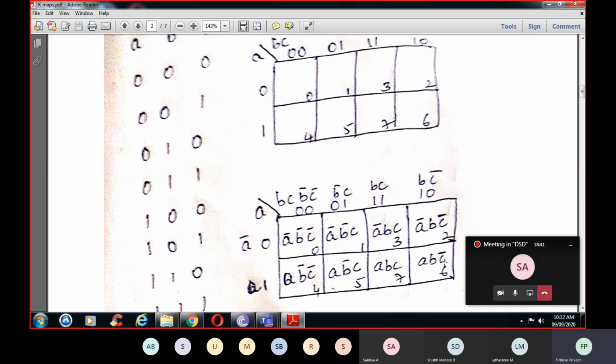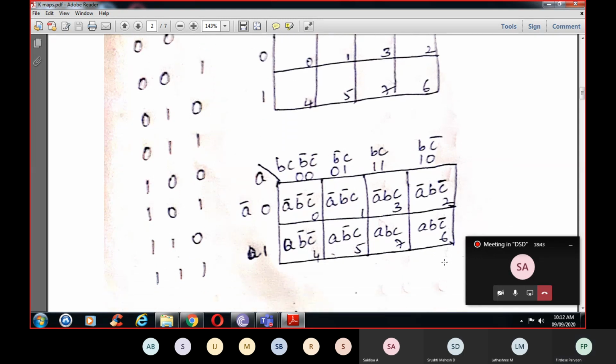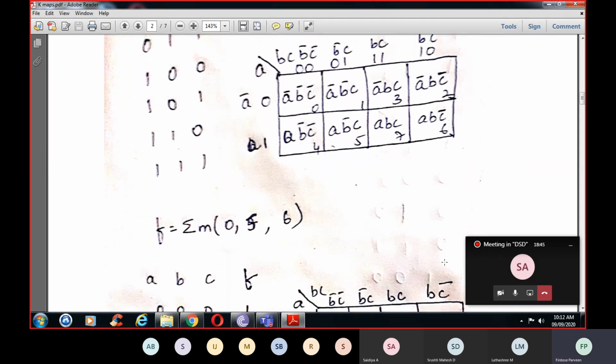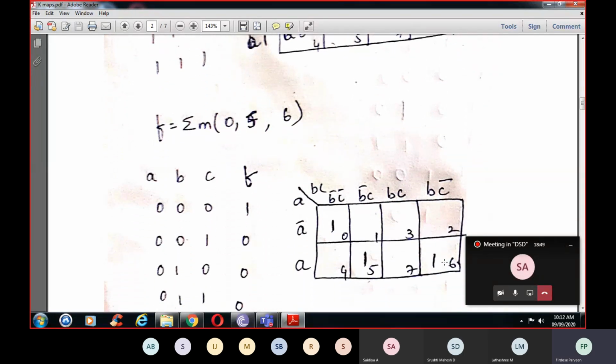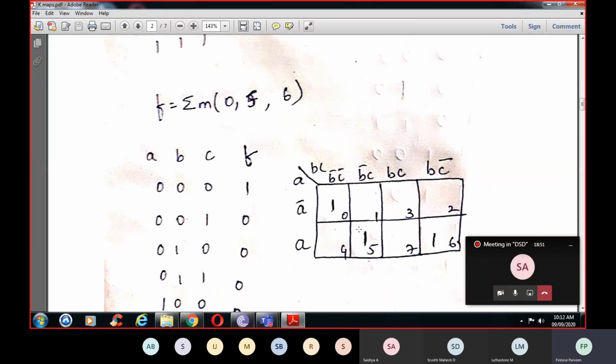So 3 variable K-map. Suppose they have given F is equal to summation M 0, 5, 6. That means in the truth table how will you be writing? You will be writing at 0 it is 1, at 5 it is 1, at 6 it is 1.